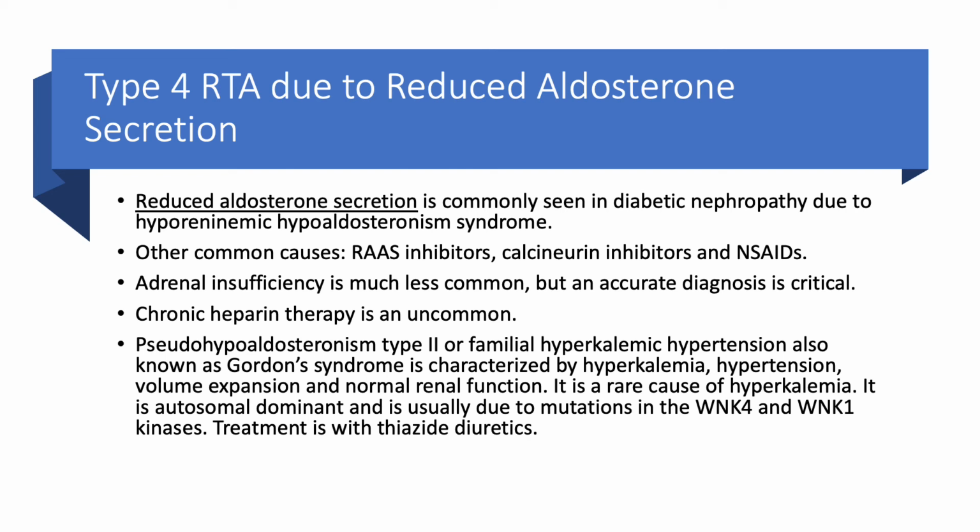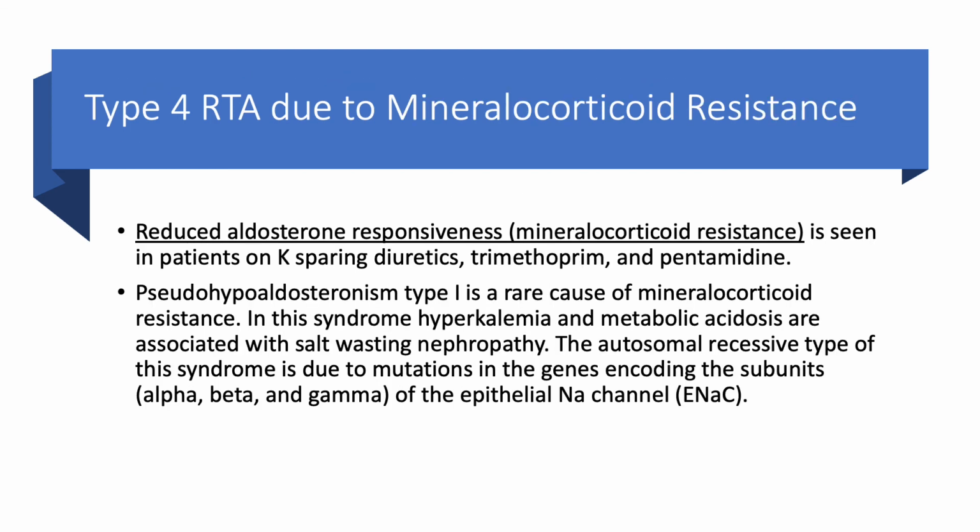Now, the disorder is autosomal dominant, and usually it's due to mutations in the WNK4 and WNK1 kinases. We talked about those when we talked about the aldosterone paradox. I'm going to provide a link to that lecture. And treatment is with thiazide diuretics. Now, we said type 4 RTA can be due to either aldosterone resistance or due to aldosterone decreased secretion. Now, we discussed reduced aldosterone secretion.